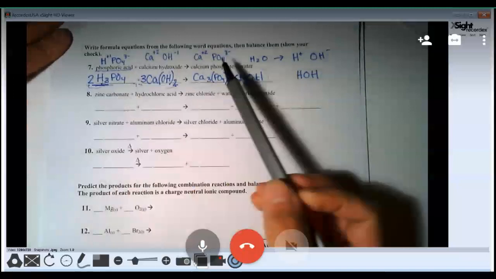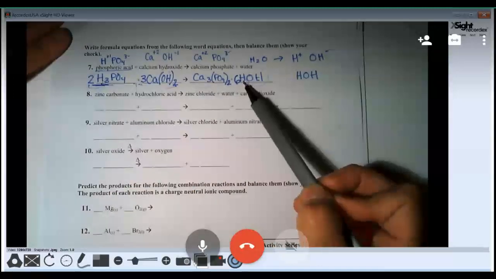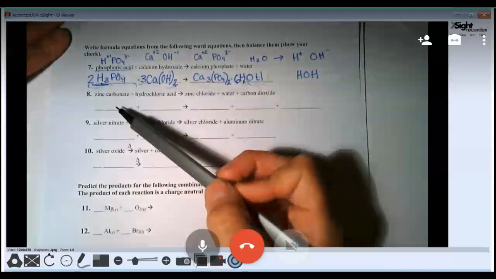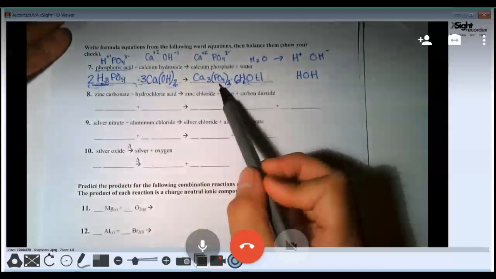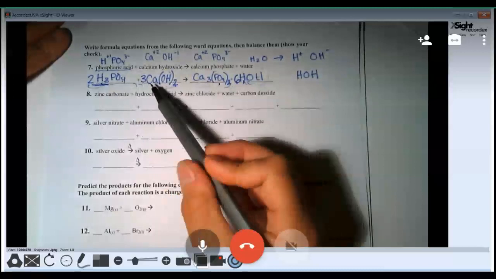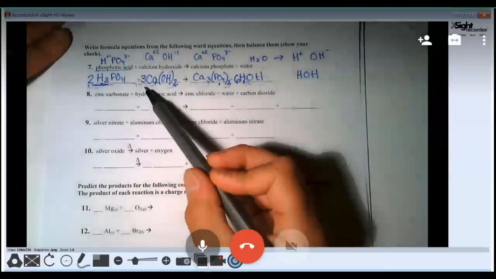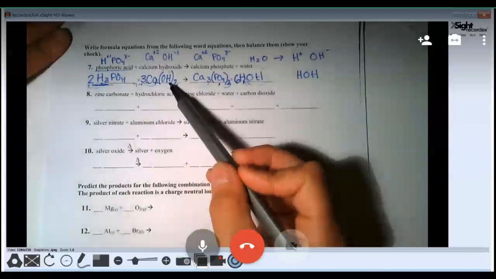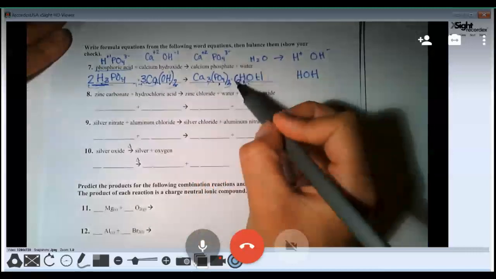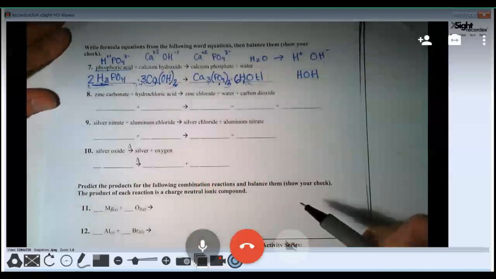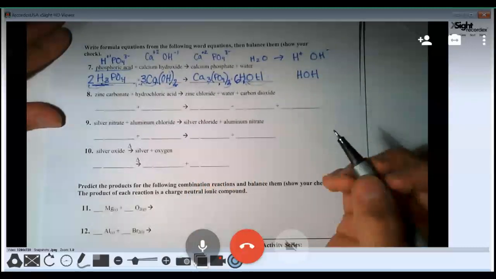So now we can go back and check. We have 2 times 3, 6 hydrogens on the reactant side. We have 6 hydrogens on the product side. We have 2 phosphates on the reactant side and 2 phosphates on the product side. And then we have 3 calciums on the reactants, 3 calciums on the products, and 2 times 3, 6 hydroxides in the reactants, and 6 hydroxides in the product side. So now we have a balanced chemical equation.